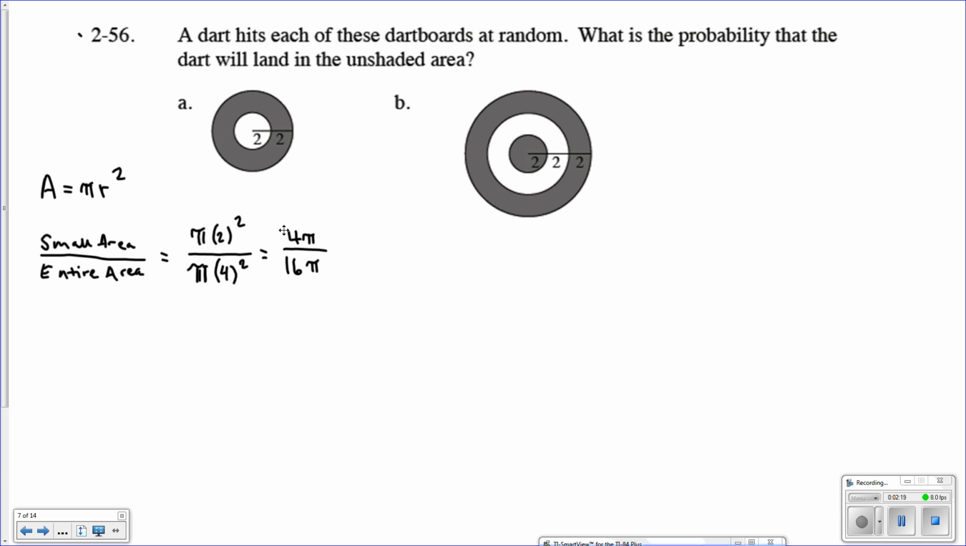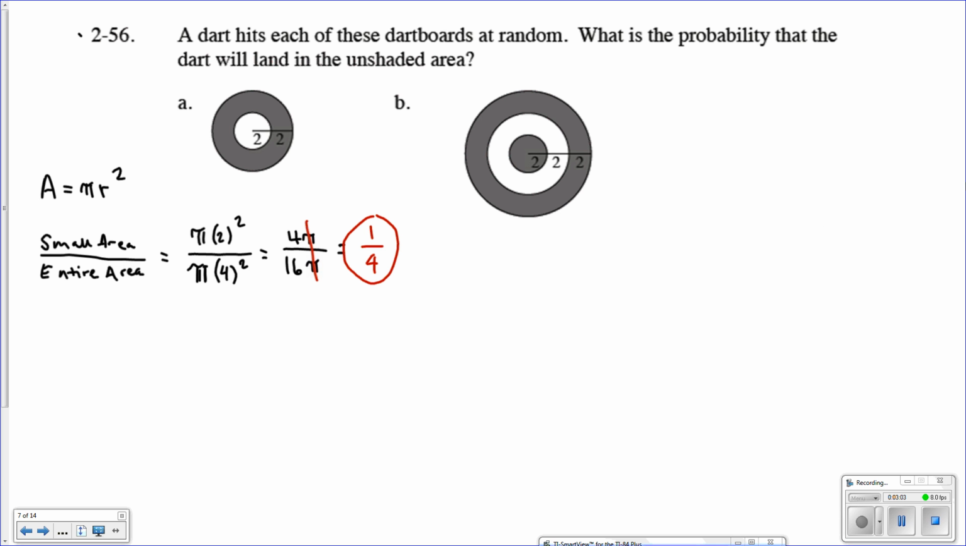Now, we're not completely finished because we have common factors in the numerator and denominator. Just like if you were doing a probability problem where you're taking something out of a bag and asking the probability you would pull a specific item out, we have to reduce this down. Pi is a factor in each of them, so our pi's actually cancel out. I'll do that in a different color so it stands out. And then 4 over 16 is equal to 1/4. So our probability that the dart would hit the unshaded region is 1/4.